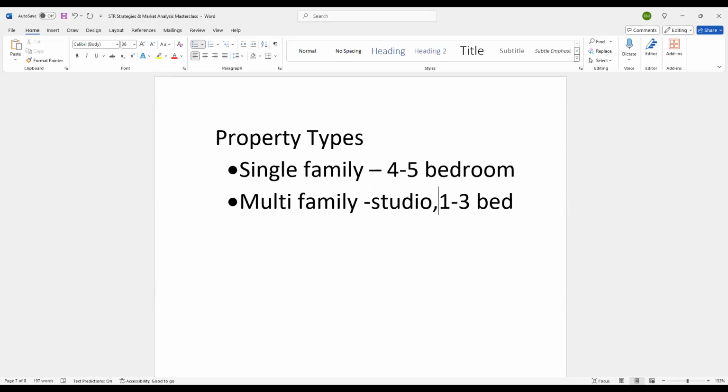And so depending on the area, depending on the market, usually the studio and the one bedrooms are a good start. We have seen a shift across the United States with pricing being a lot more competitive with studios and one bedrooms, simply because there's a large number. There's a reason why people start with studios and one bedrooms.